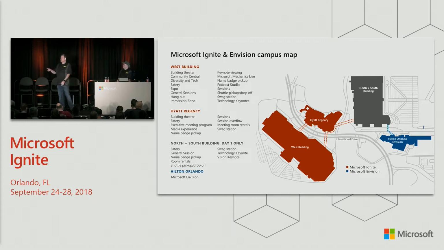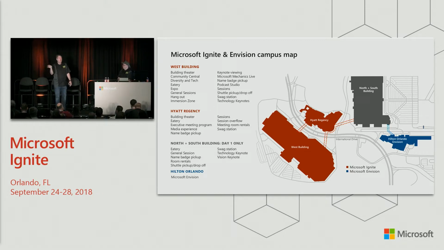We are only using the North-South building one day. And this came directly from feedback from last year. Absolutely. The amount of walking last year was far too much. We need everything more centralized. We were missing sessions. We couldn't get from one place to another. It just took too long to get there. So we consolidated it all. So North-South will be used tomorrow. Day one, it will be used for keynotes, general sessions. That's it. And we'll cover what those things are in a slide coming up.